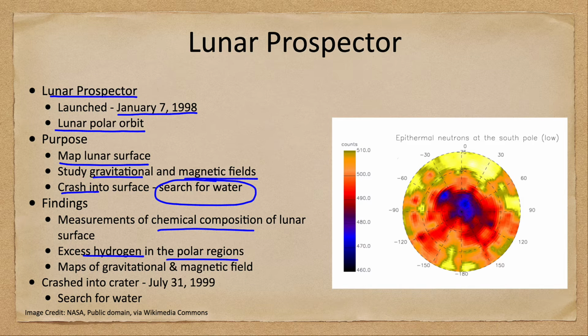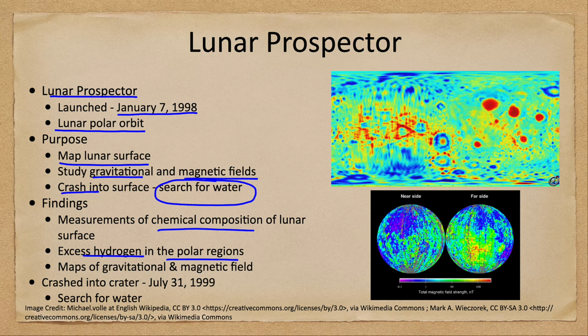It also gave us maps of the gravitational and magnetic field, as we can see here. We have the gravitational field up on the top, and we have the magnetic field down below. Now, both are, of course, much weaker than the Earth's, but we see that they are not completely uniform, and that there could be large concentrations of mass from impacts underneath the surface that could increase the local gravitational field of various areas. And we see that in the upper image in the red.